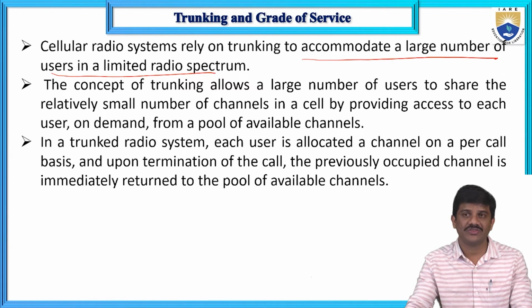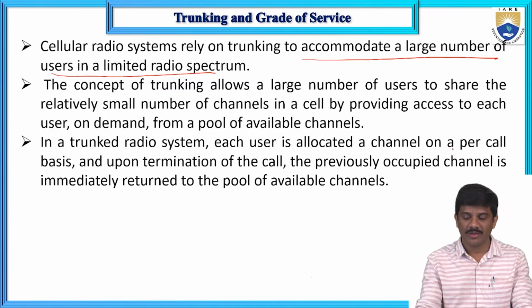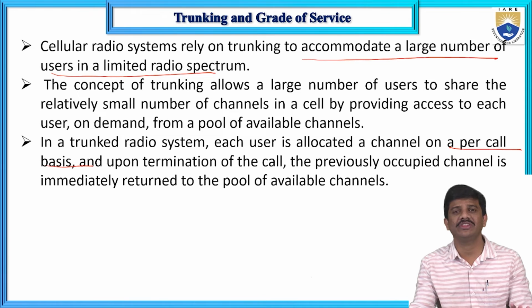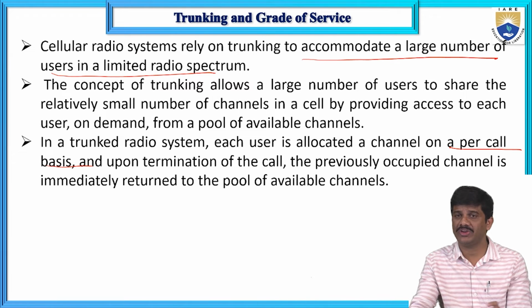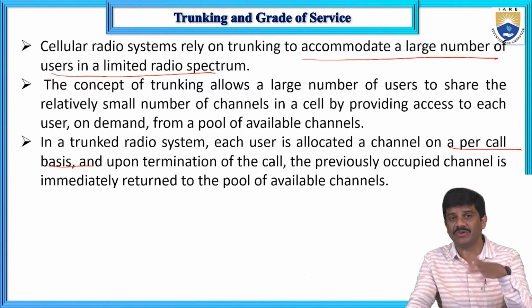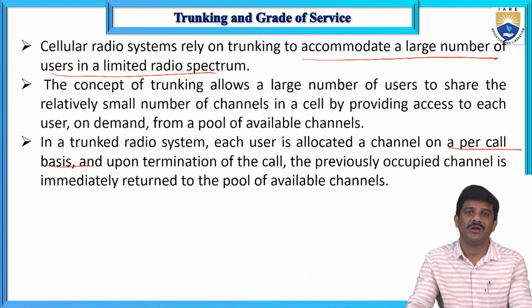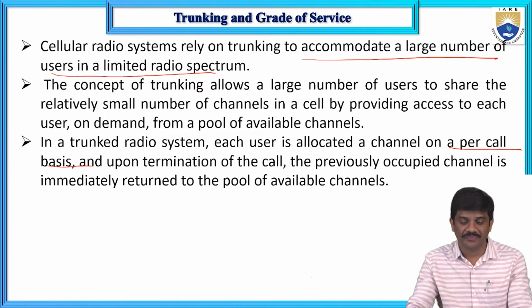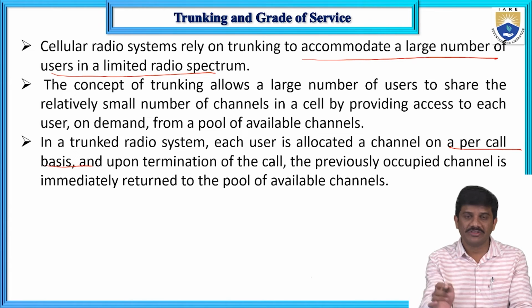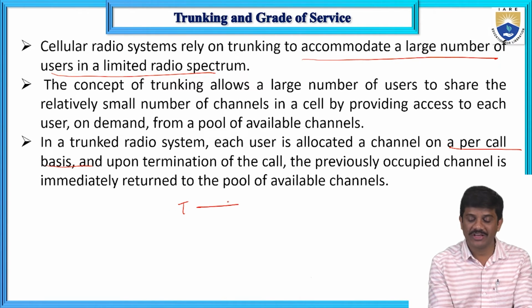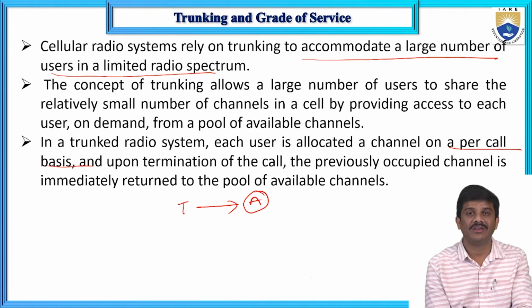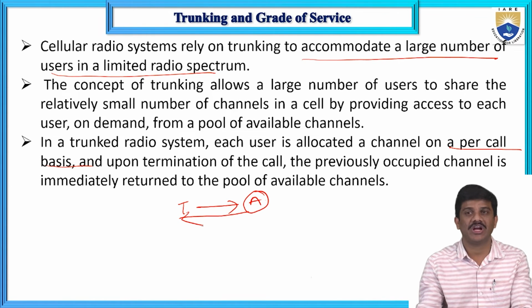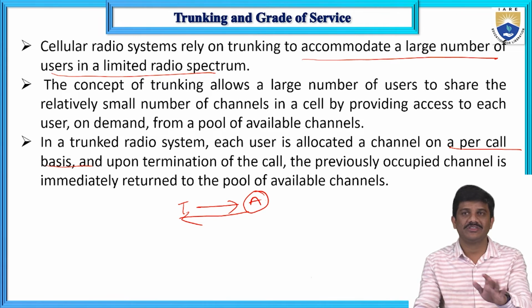Coming to a trunking radio system, each user is allocated a channel on a per call basis. On a per call basis, the system allocates channels to the large number of users in a limited radio spectrum, taking them from the pool of available channels. If a channel in the pool is free, it is picked up for the call. Upon termination of the call, the previously occupied channel is immediately returned to the pool of available channels. For example, the trunking system accommodates subscriber A. When subscriber A terminates the call, the channel returns to the pool of available channels in the trunking system. This is trunking.